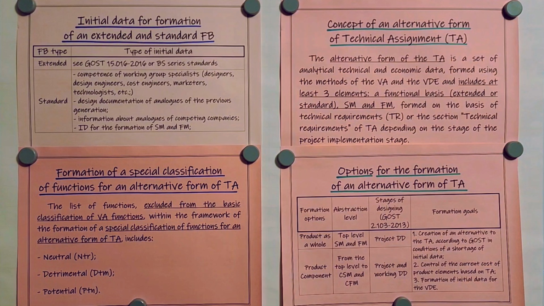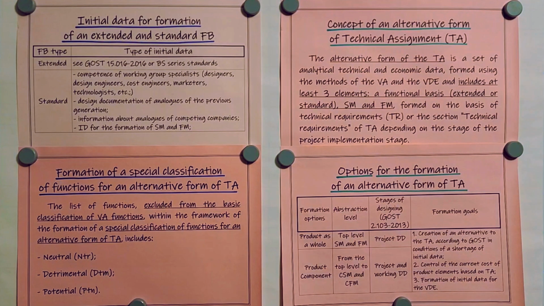With regard to the standard functional basis, the situation is significantly different. Most of the items in the section technical requirements of the text technical assignment according to GOST 15016, which at first glance is the main source of initial data for the formation of a standard functional basis, don't comply with the rules for the formulation of functions announced in issue number 7, decomposition of the object of analysis, formulation of functions of our training course, i.e. do not allow to formulate any functions on its basis.